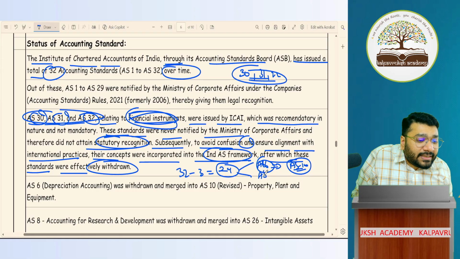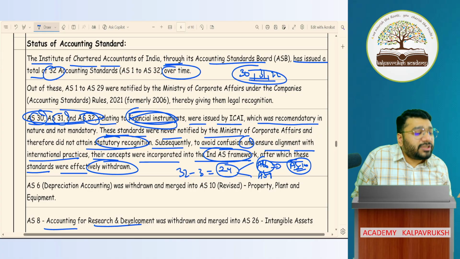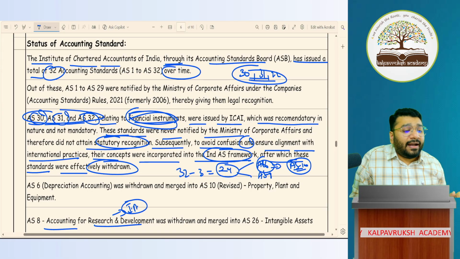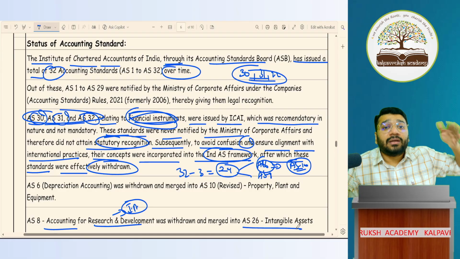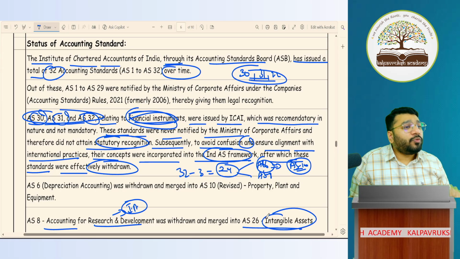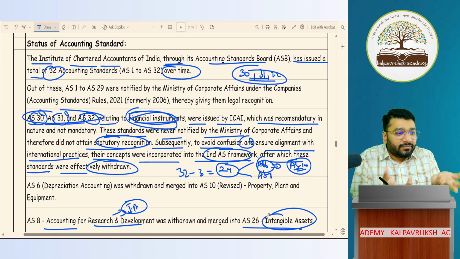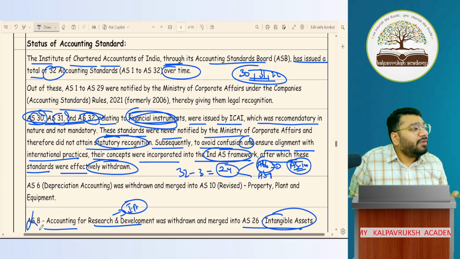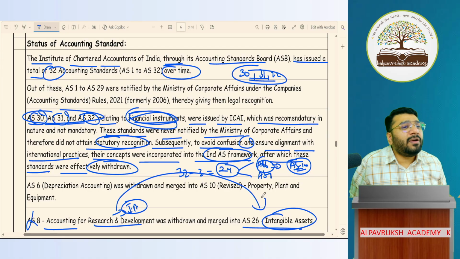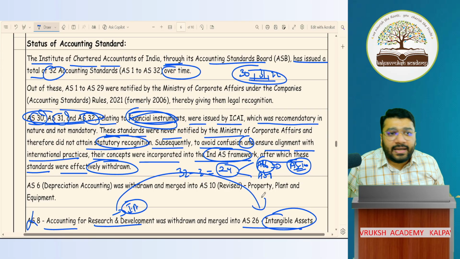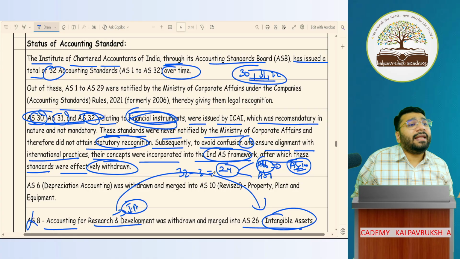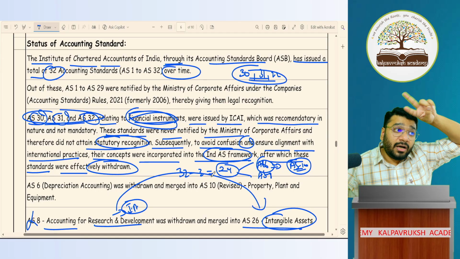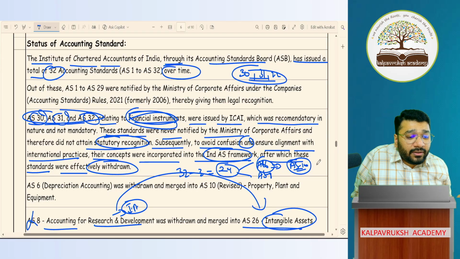Likewise, accounting standard 8 dealt with accounting for research and development, which is again a kind of intangible asset. And apart from that, we had AS26 also, where we have the guidance on how to recognize, measure, present, disclose intangible assets. So we felt, why have 2 different ASs? So we scrapped this, withdrew this, and merged the accounting treatment for this along with AS26, which is accounting standard 26 for intangible assets. So out of these 29 AS, if 2 AS are withdrawn and merged with other ASs, how many are we left with?